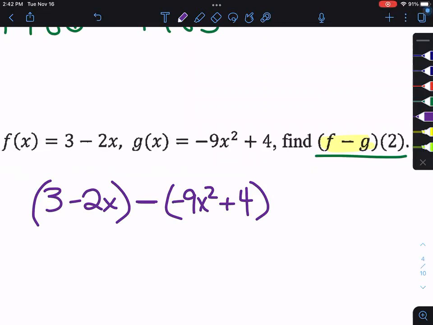So now we want to get rid of that minus sign by distributing it. It's going to change all the signs that follow in that set of parentheses. So positive 9x squared and negative 4 now. And now I'm just going to combine like terms.